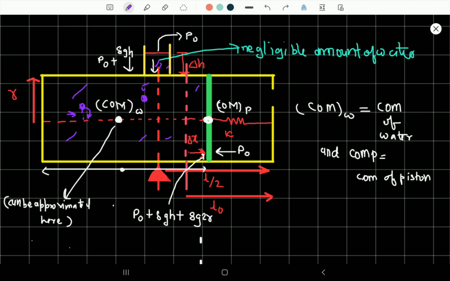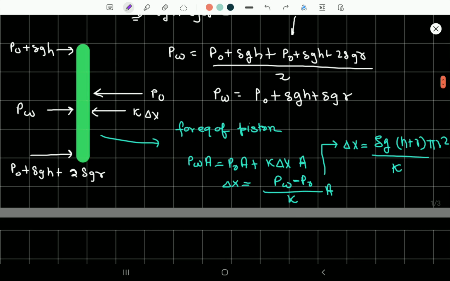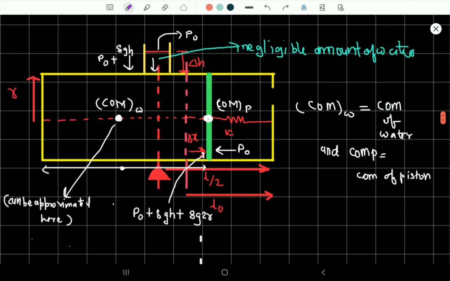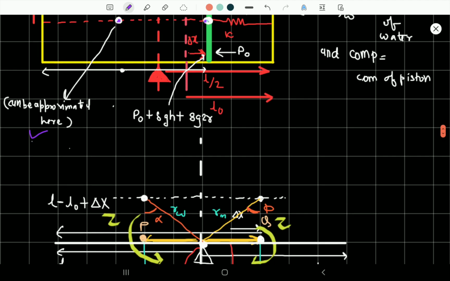But here, because the height is very negligible, or the amount of water in that orifice is very negligible, we can easily approximate it to be at the center of the central axis of the cylinder. So first, let us approximate it to be at the central axis of the cylinder. Now here we would write the torque both due to the mass of the piston and due to the mass of the water. So that analysis has been done here.